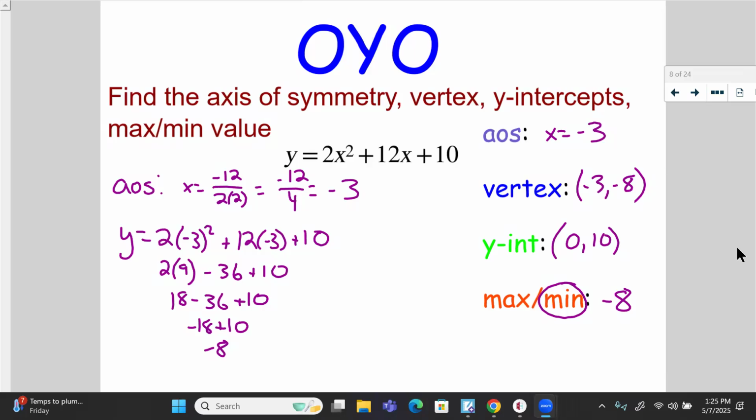All right. So hopefully you were able to get your AOS, x equals -3, your vertex, (-3, -8), your y-intercept is (0, 10), and your minimum value is -8. Again, this is one for you to try on your own to see if you're able to get it.